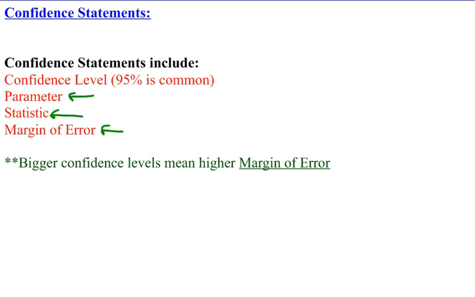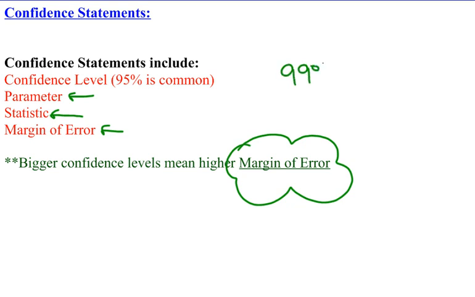A bigger confidence level means a higher margin of error. So if I'm 99% confident, that margin of error is greater than me being 90% confident. So the more confidence I have, the higher margin of error I have. More chance for errors because I'm more confident.